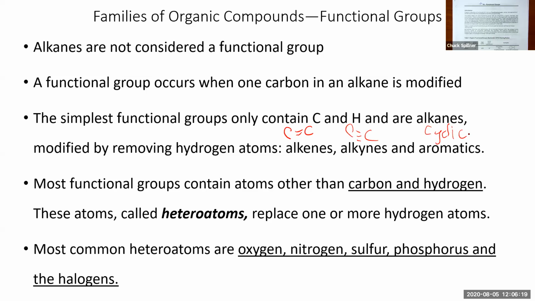So most functional groups, though, contain atoms other than carbon and hydrogen. These other atoms are called heteroatoms. That could be oxygen, nitrogen, sulfur, phosphorus, and the halogens. These are all considered heteroatoms because they're not carbon or hydrogen. These are atoms that have replaced a carbon or a hydrogen in a molecule.